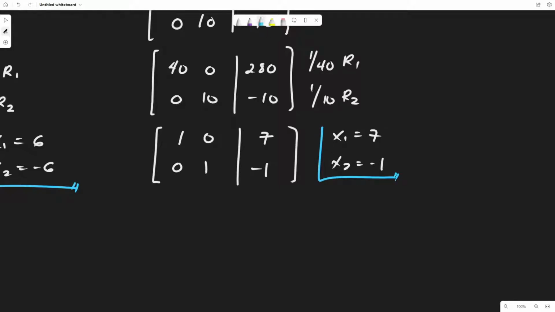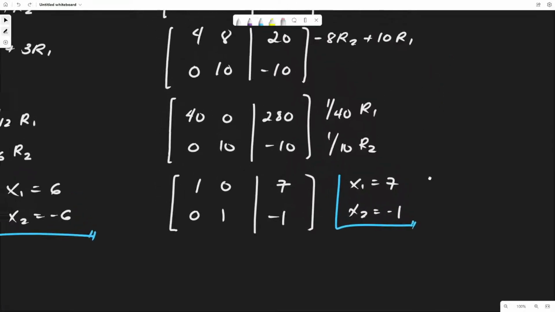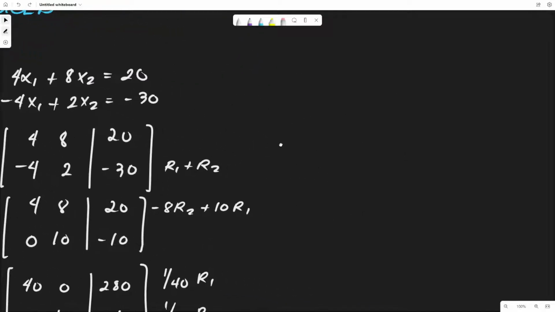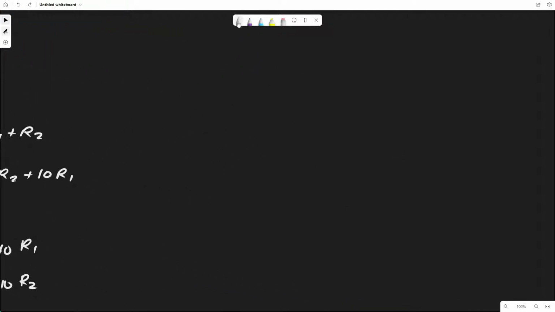Basic na basic, no? So right away nakukuha natin. Yun yung kagandahan talaga dito sa Gauss-Jordan Elimination. Okay, so jump tayo sa 3x3, no?